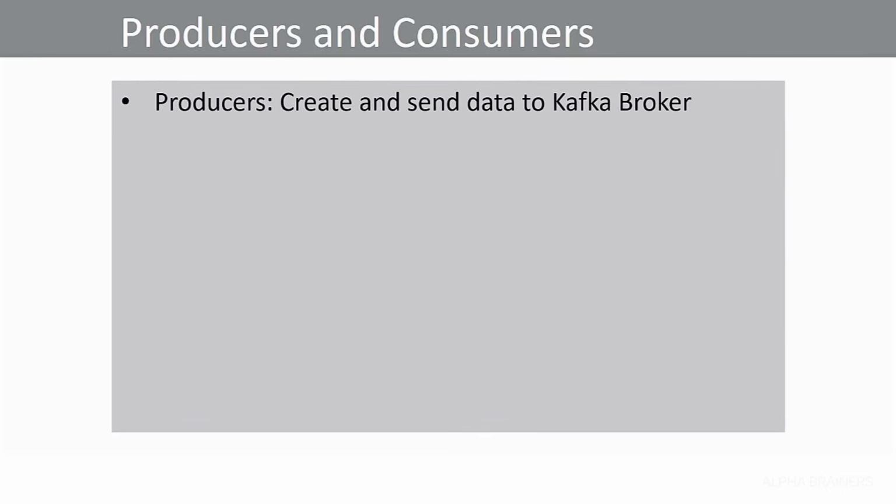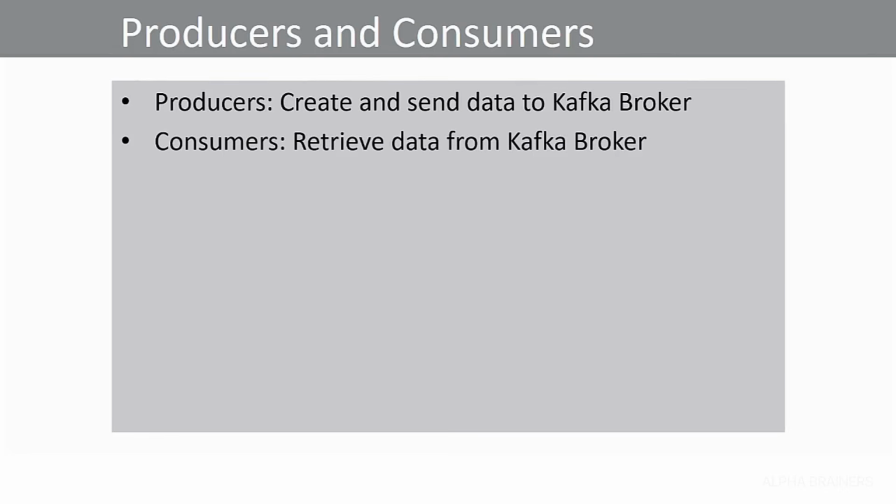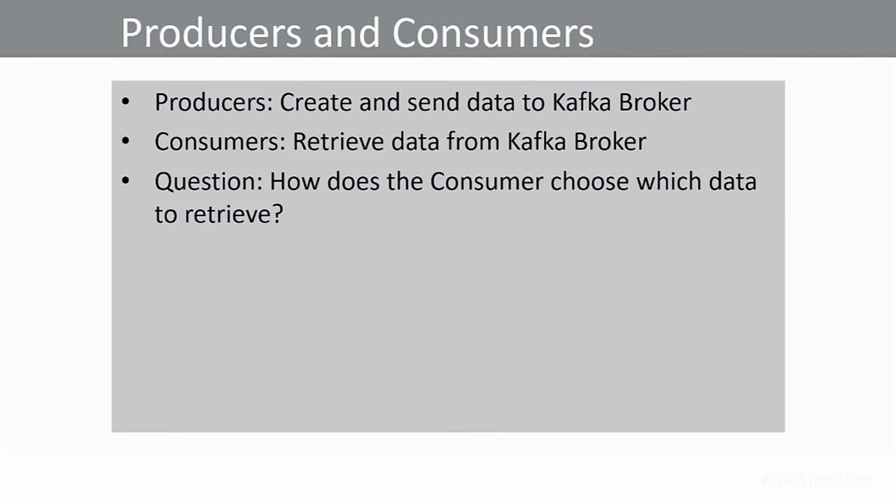So the next thing we're going to talk about are two really important topics. One's called topics, the other one's called partitions. So we've talked about producers and consumers, but let's be really clear about what a producer and consumer is. A producer is going to create and send data to Kafka brokers, and consumers are going to retrieve data from Kafka brokers. But the real big question here is exactly what data does a consumer retrieve?